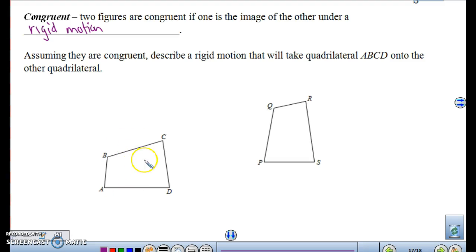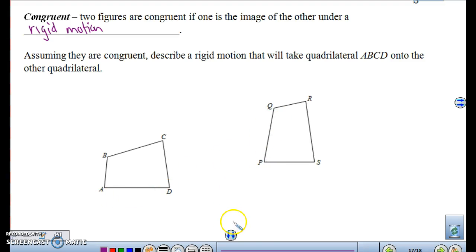So, assuming they are congruent, describe a rigid motion that will take quadrilateral ABCD onto the other quadrilateral. We want this to end up over here so that the sides and vertices all match up. Looking at the sides, AB would have to end up at QR. BC would have to be at RS. CD would have to be SP. And DA would have to be QP.